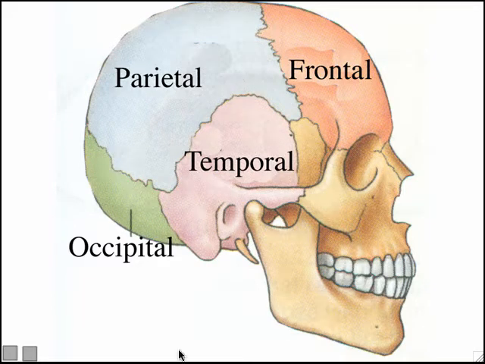And so what I'm saying is that there are regions of the brain that are underneath, like these. Like there's a region of the brain underneath the frontal bone. They call that the frontal lobe of the cerebrum.